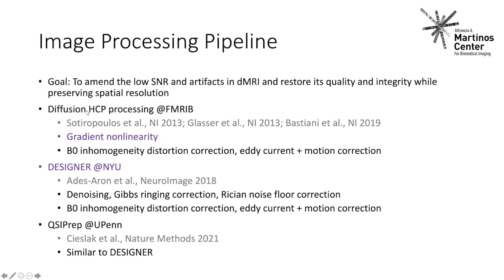And there are some pipelines. Here we usually use the diffusion HCP processing, or some people call it FreeSurfer. It's developed by FinRip, and it includes gradient nonlinearity, susceptibility-induced distortion correction, eddy current, and motion correction. The second pipeline is Designer. It's developed at NYU. It includes denoising, Gibbs ringing correction, Rician noise floor correction, and also distortion correction and motion correction. And the third pipeline here is QSIPrep. It's recently published in Nature Methods, but I won't introduce it because it is very similar to Designer.